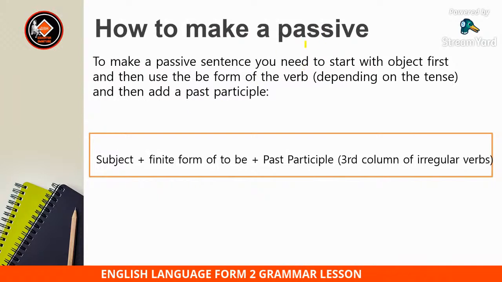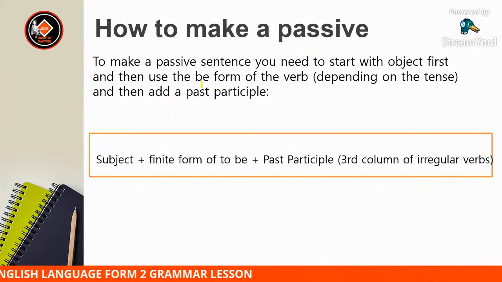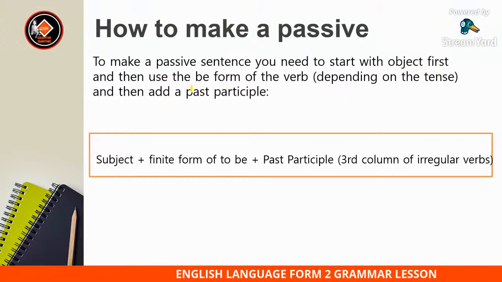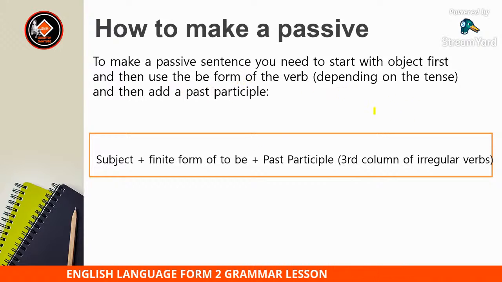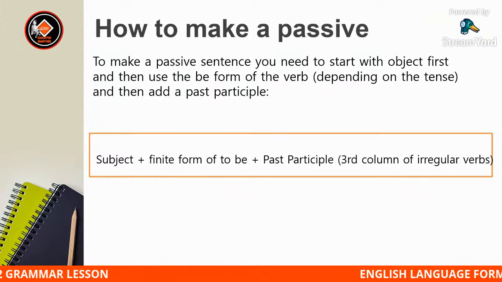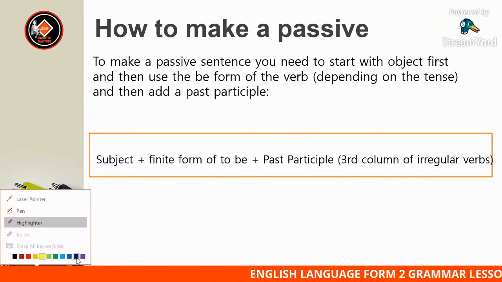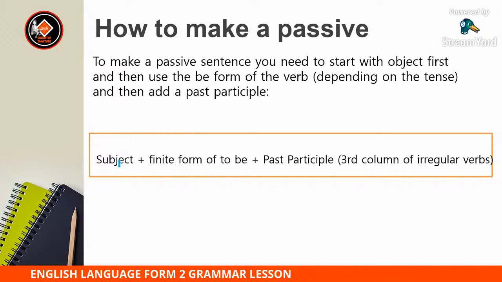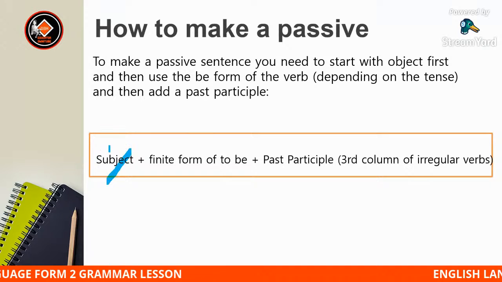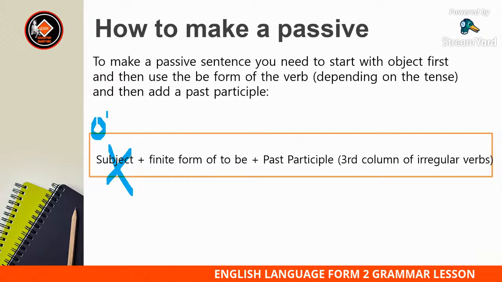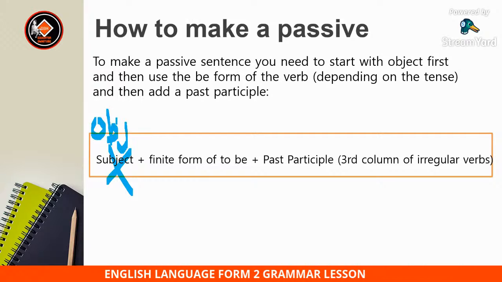Okay, next, how to make a passive sentence. To make a passive sentence, you need to start with the object first and then use the be form of the verb depending on the tense and then add the past participle. Remember, are you listening? You better jot down this. This is important. So this is not the subject. I purposely put it here so you can see that it's wrong. This is the object.